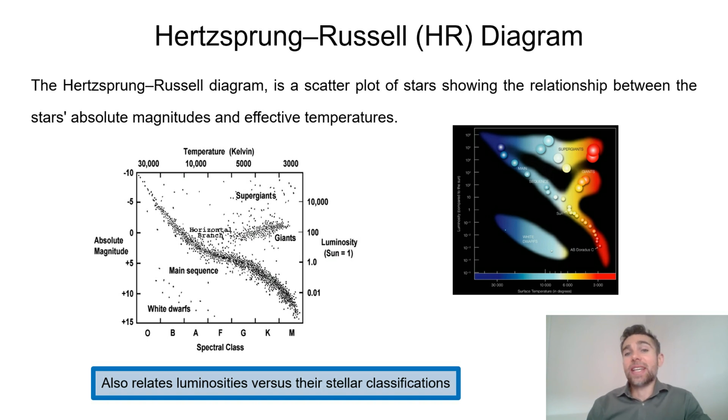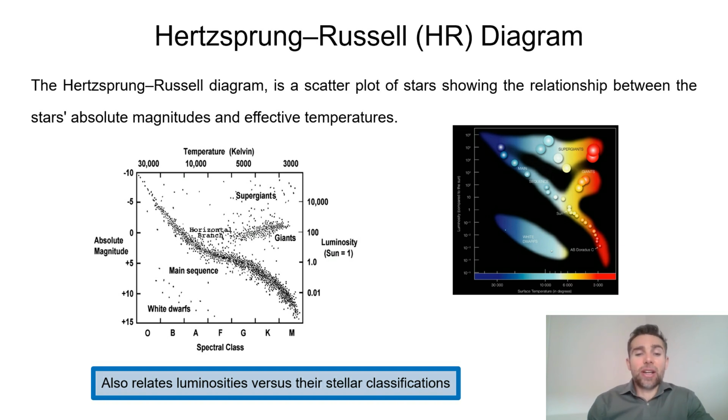So what is the HR diagram or the Hertzsprung-Russell diagram? It can be displayed in a variety of different ways, but it is essentially experimental. It's from experimental data. It's not from theory. It's from observations of stars. It's a scatter plot showing the relationship between things like the star's absolute magnitude, that's how bright a star is from a set distance, essentially its luminosity, and its effective temperature, so how hot it is.